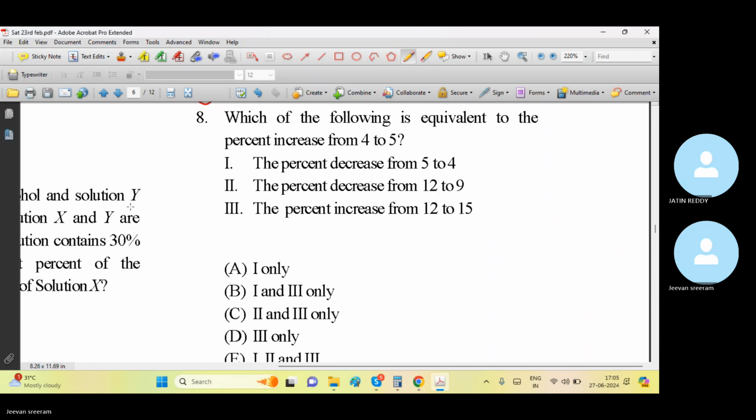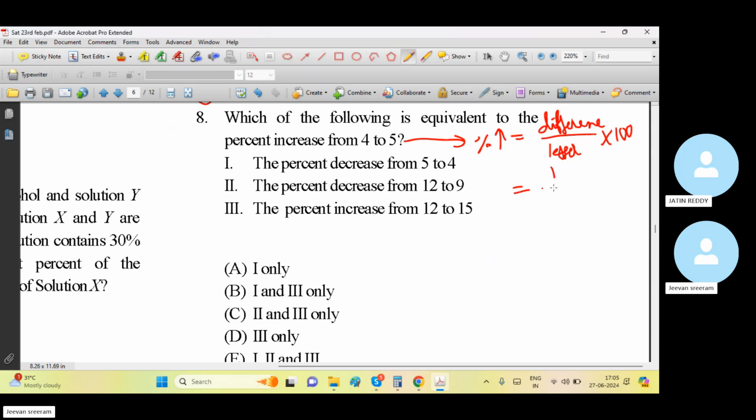Next. Which of the following is equivalent to percentage increase from 4 to 5? To calculate percentage increase, what's the formula? Difference divided by lesser quantity into 100. So please calculate the percentage increase from 4 to 5. How much is it? 1 divided by 4.